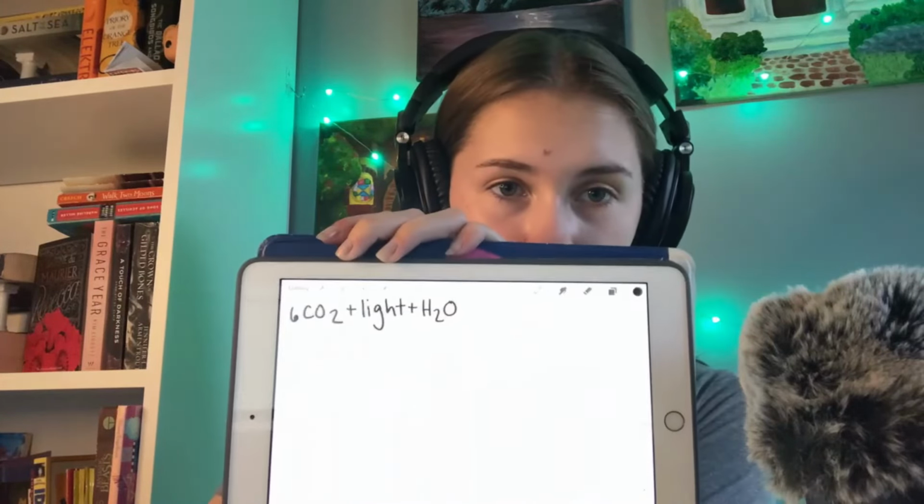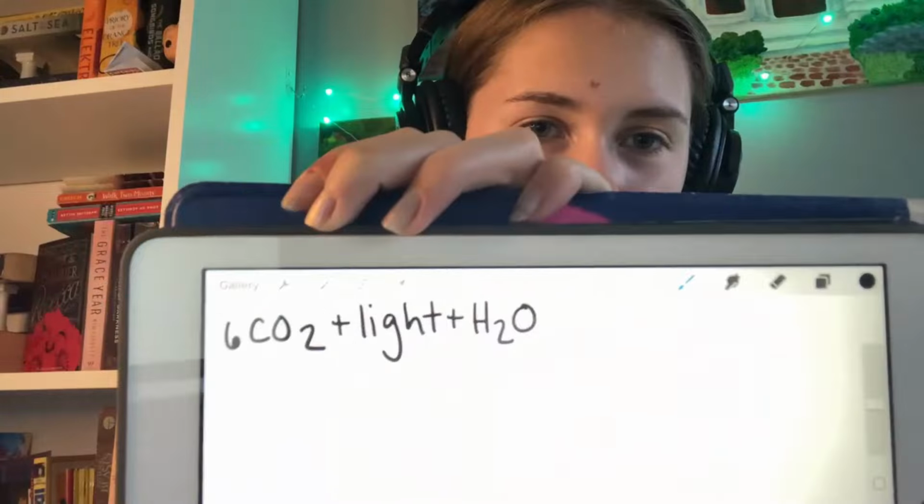So here I'm going to write that down. The chemical formula for photosynthesis, which is important to know: you have to think about what goes into photosynthesis. So what do plants eat, right? Plants eat the CO2 that we breathe out. So it's 6 CO2 plus light energy. And then they also eat water, right? So plus H2O, the chemical formula for water. CO2 plus light plus H2O.